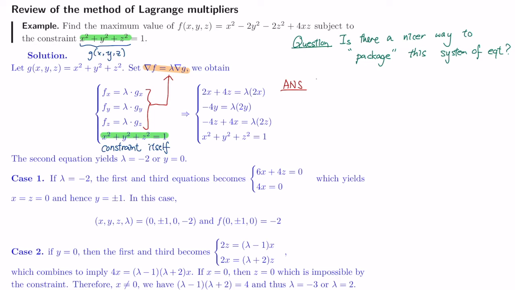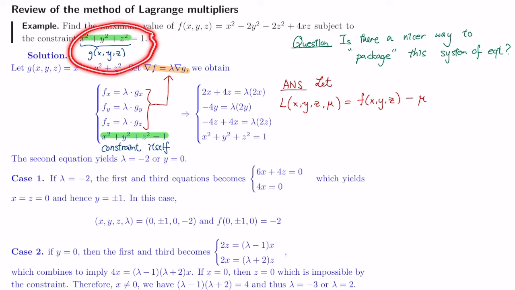He let a new function L that depends on x, y, z, and also a new variable he called mu. Well, you can call it lambda, but by convention we call it mu. And that equals what? It equals the function you try to optimize, f, minus mu times what? What's the constraint? In this case, the constraint is g equals 1. So he multiplies by mu times g(x, y, z) minus 1.